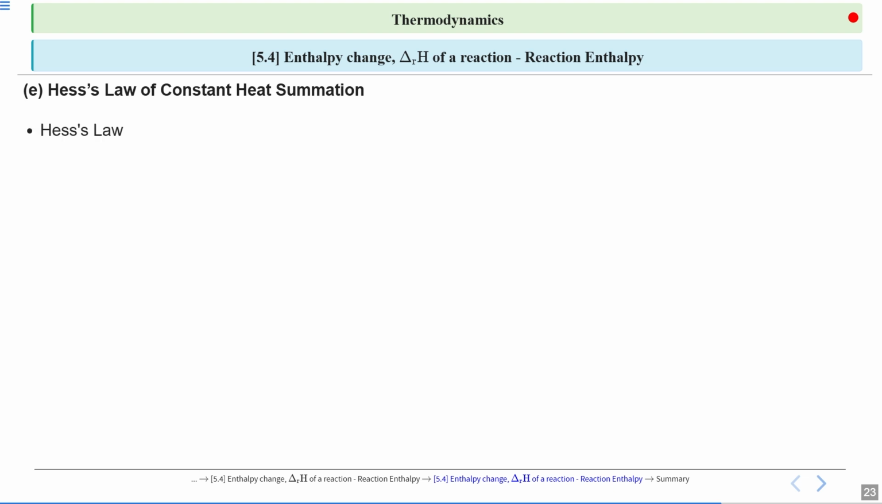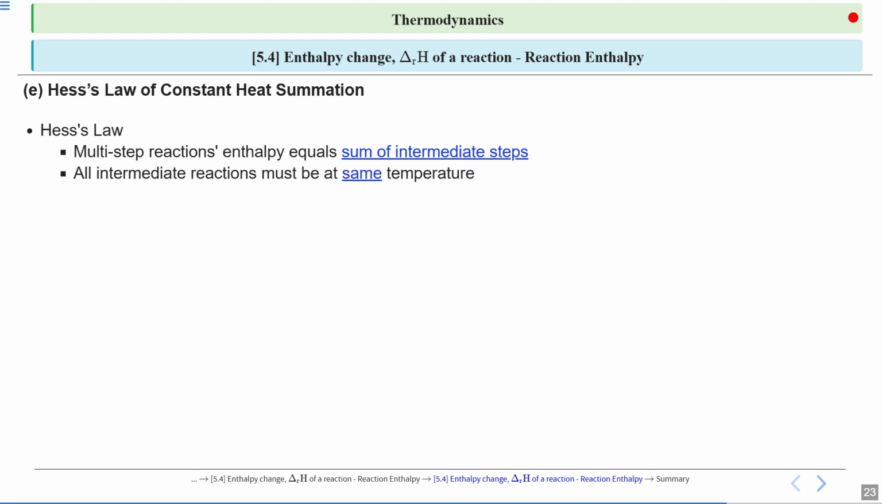So what is Hess's law? It says that if you are doing a multi-step reaction, then if you want to calculate the enthalpy change for the overall reaction, you will simply add the enthalpy change for each step individually. Why are we able to add it? Because enthalpy change is an extensive property and extensive properties are additive in nature. But an important condition, if you are doing this reaction, your temperature should remain the same. It should not change throughout the process.